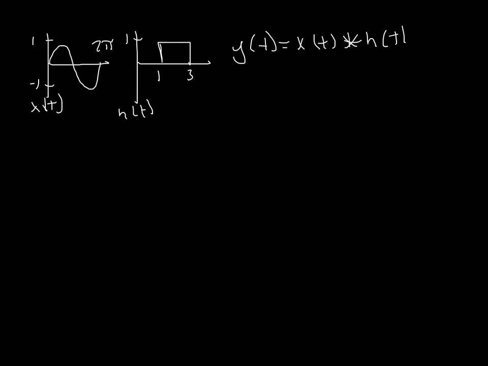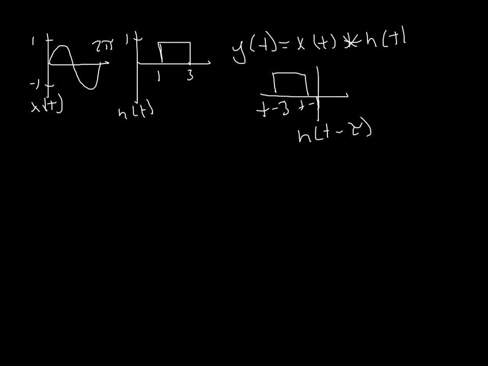So when we go and convolve, our h of t is going to be turned into h of t minus tau, which is going to look something like this. So we're going to have t minus 3 and t minus 1. And so that's our h of t minus tau. And then our x of tau will look basically exactly like x of t, so I'm not going to go and redraw that.